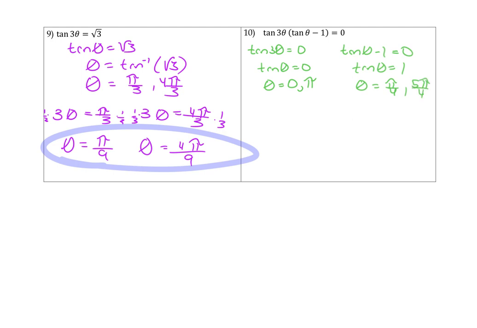So now I know that I've got to sub back in 3 theta equals 0. So theta equals 0. And 3 theta equals pi, so theta equals pi over 3. So I've got the solutions here of 0, pi over 3, pi over 4, and 5 pi over 4.